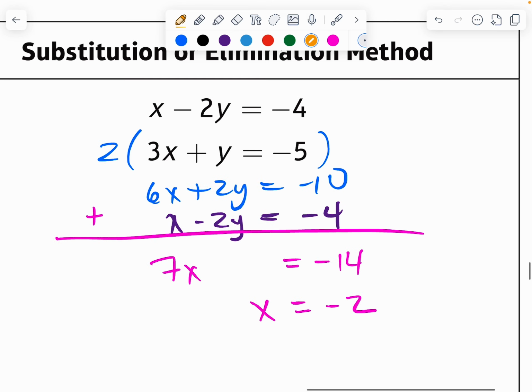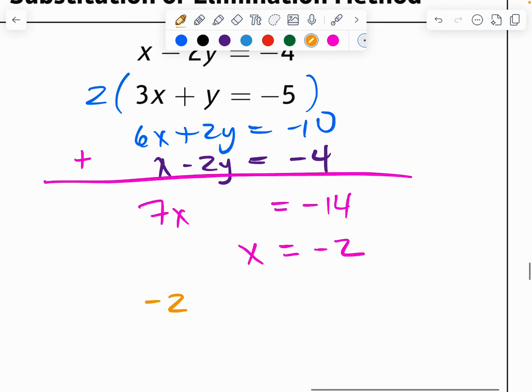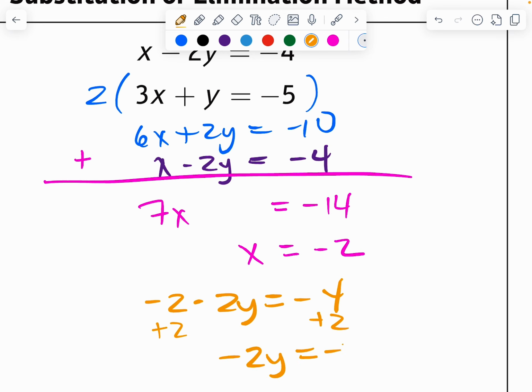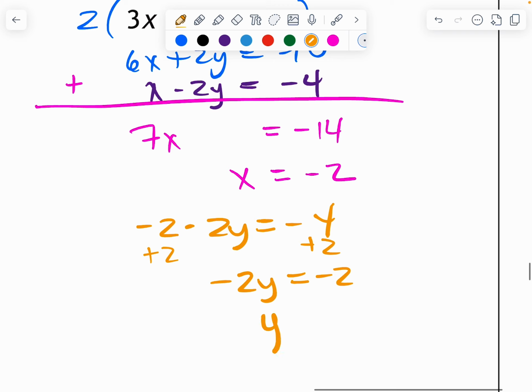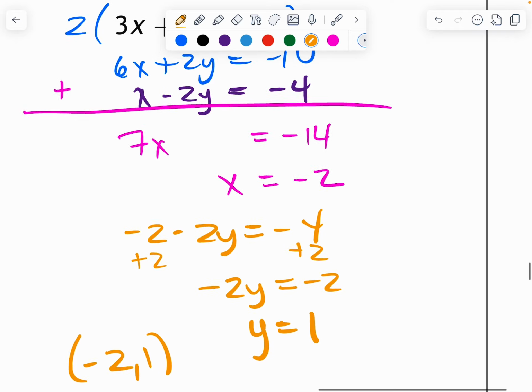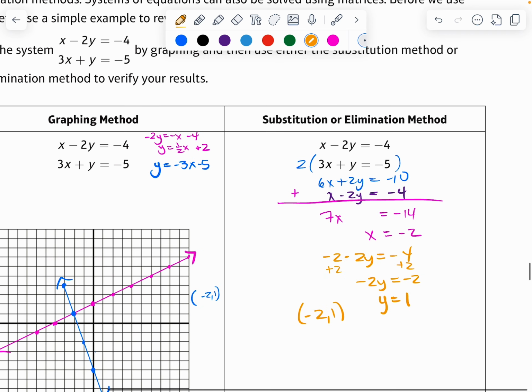I plug that back into the first one. I get -2 minus 2y equals -4. I'm going to add 2 to both sides. I'm going to get -2y equals -2. So I'm going to get y equals 1. So -2, 1. Look at that. They came up with the same answer. That's because they're the same system of equations.